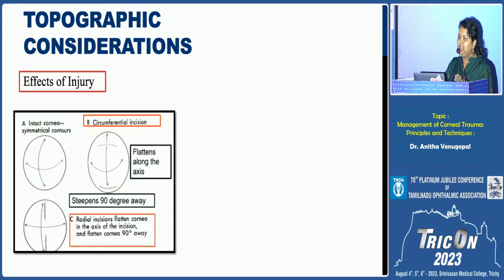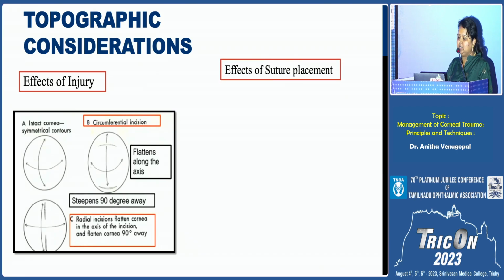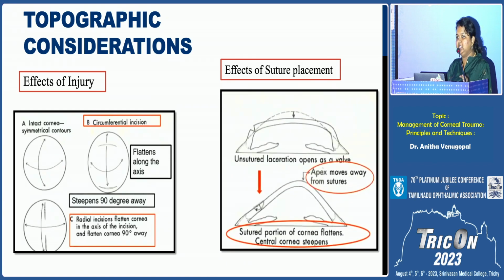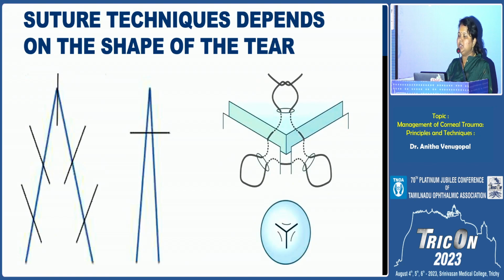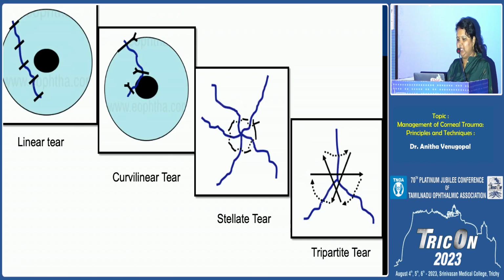We have to learn about this to know the technique of suturing. The effects of injury include: whenever there is a circumferential incision in the steeper axis, it flattens along the axis and steepens 90 degrees away. Whenever there is a radial incision, it flattens the cornea in the axis of the incision and steepens the cornea 90 degrees away. So when a suture is placed, the area where the wound is sutured becomes flattened and the central cornea steepens. So the apex will move away from the sutures. The suturing technique depends upon the shape of the tear, whether it's a linear, curvilinear, stellate or tripartite tear.